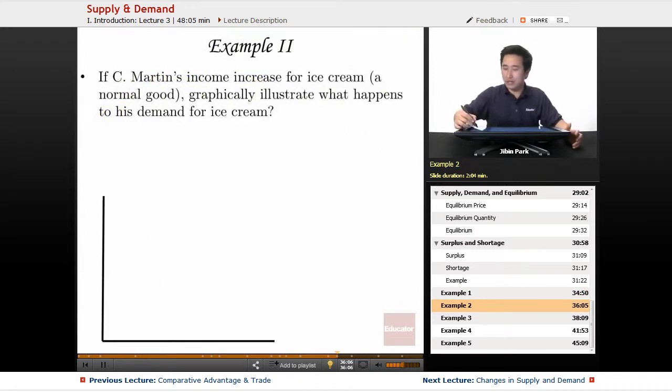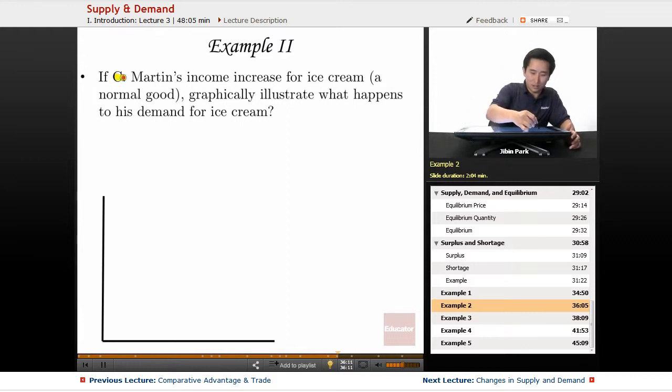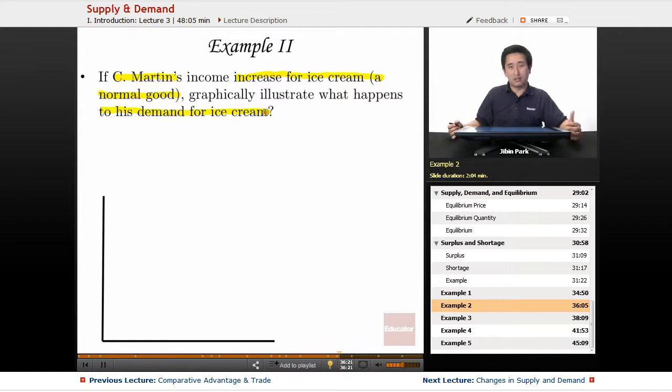Okay, example number two. Let's say an individual by the name of C. Martin. His income increases for ice cream, which is a normal good. Graphically illustrate what happens to his demand for ice cream. So let's take a look graphically speaking. But before we graphically illustrate this, if you get more money, what's going to happen to his demand for ice cream? Individually, the demand is going to increase here. So what we're doing is we're increasing the individual demand curve here.